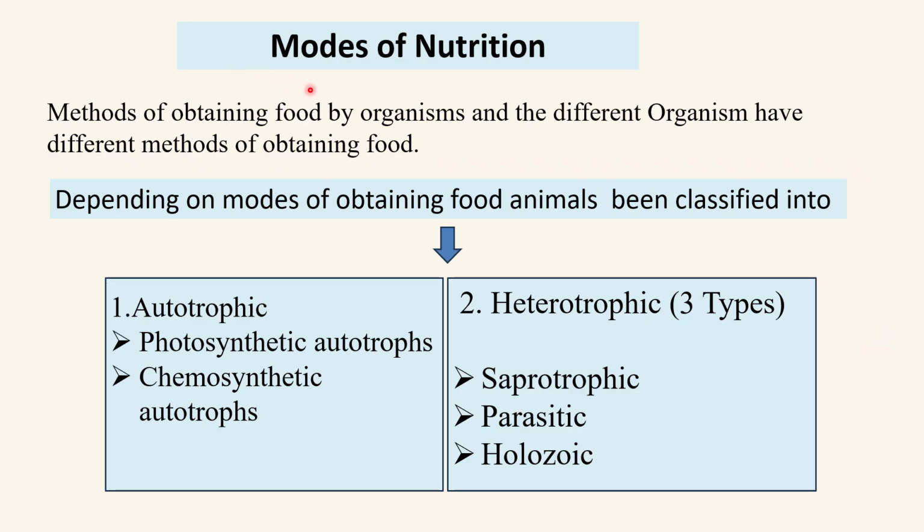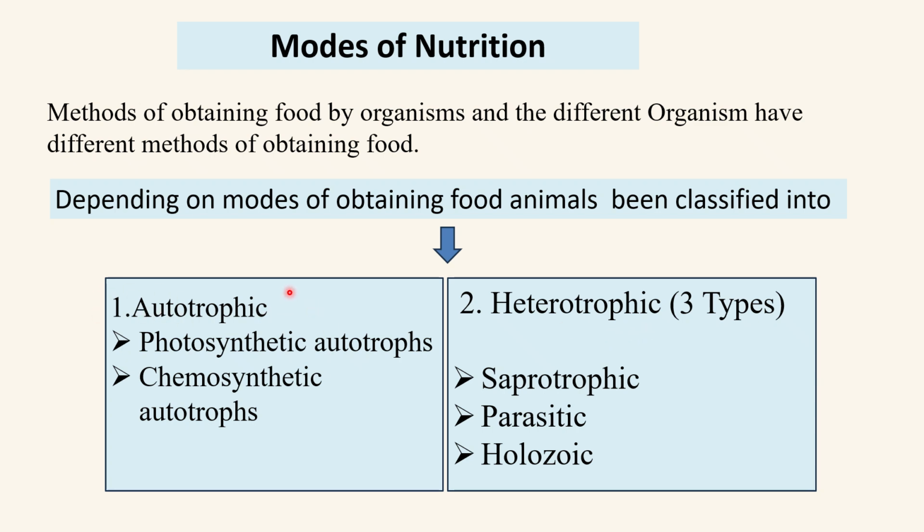So far we have discussed what is life process, and the importance of food to perform the life process. Now we will discuss the modes of nutrition. Now what do we mean by modes of nutrition? Modes of nutrition means the ways or the methods of obtaining food by organism. And the methods of obtaining food is classified into two basic types, that is autotrophic and heterotrophic.